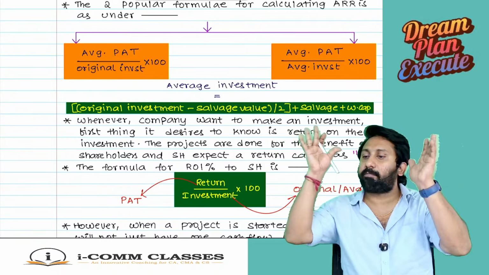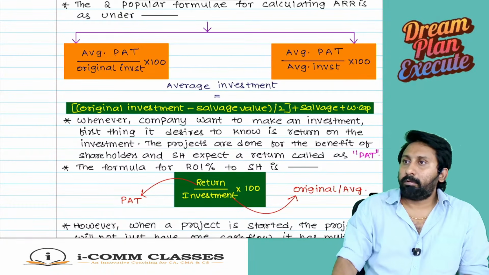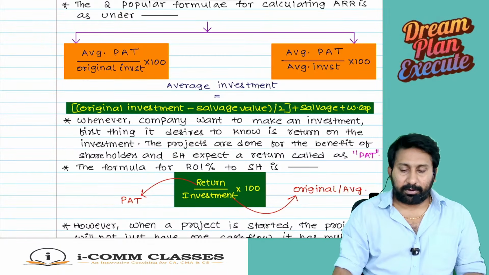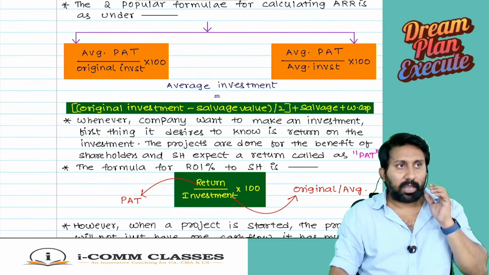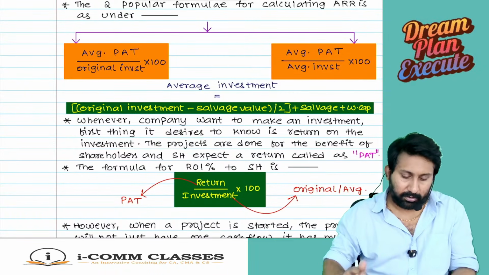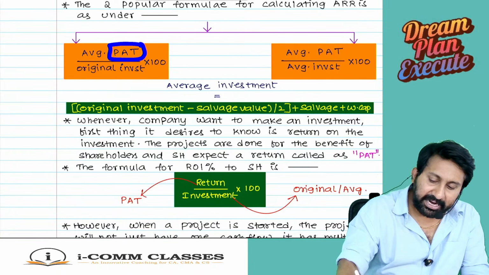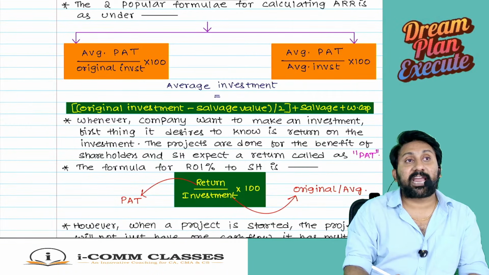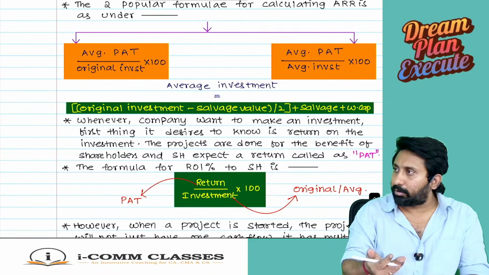Tell me, what are the two formulae for ARR? Simple formula. Start. Very good. Second one. Very good. Average investment into 100. Okay. Now a question will come. What does this PAT mean? Profit after tax. Is it a cash flow, or not a cash flow?